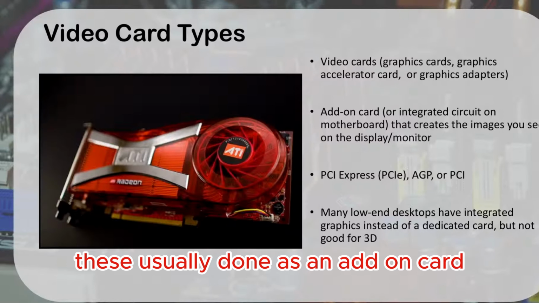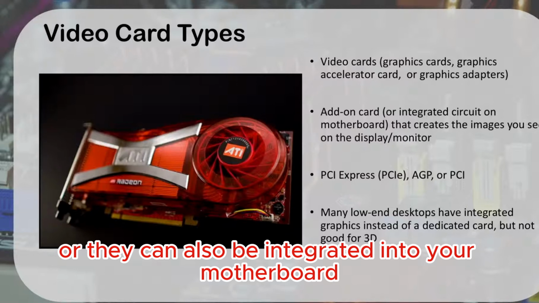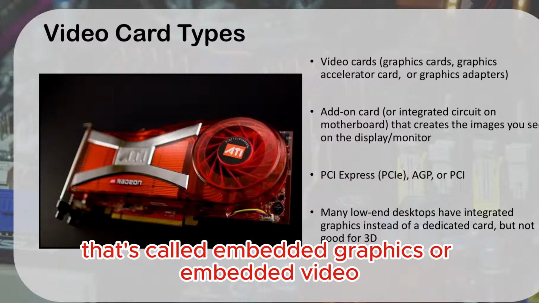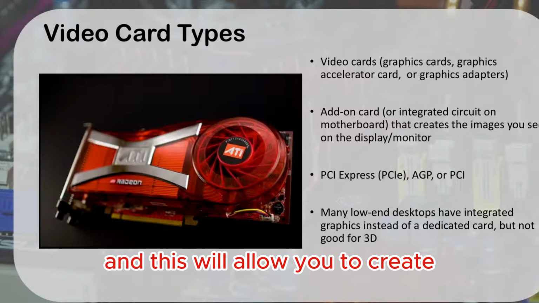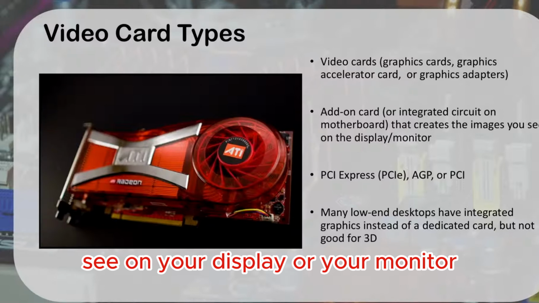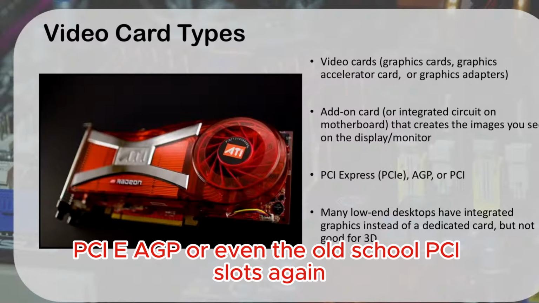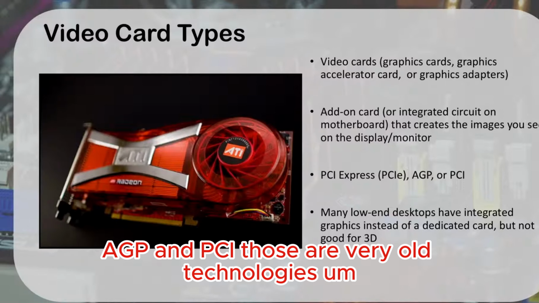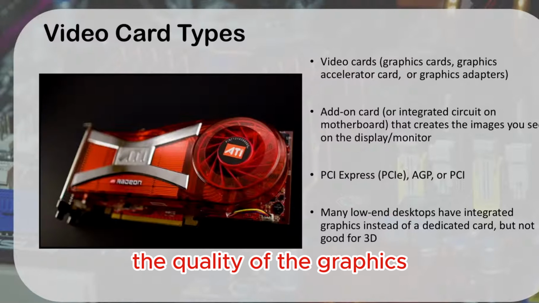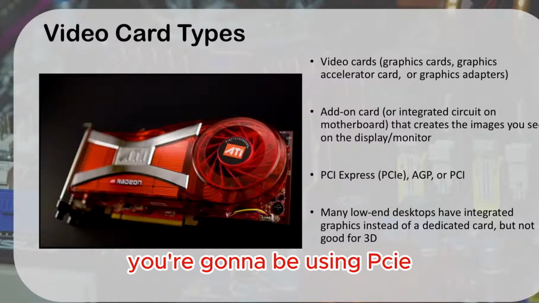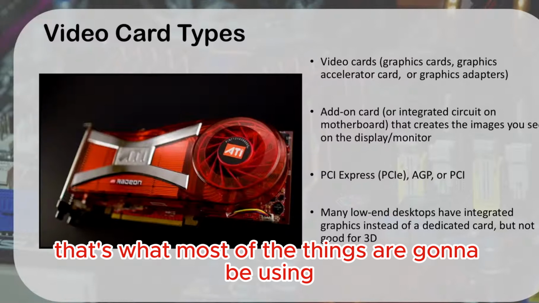These are usually done as an add-on card, or they can also be integrated into your motherboard as part of the integrated circuitry. That's called embedded graphics or embedded video. And this will allow you to create the images that you're going to see on your display or your monitor. You can do this through either PCI Express, PCIe, AGP, or even the old school PCI slots. Again, AGP and PCI, those are very old technologies. The quality of the graphics compared to today's stuff is not going to run well over that. So if you're going to do something for a game machine, you're going to be using PCIe. That's what most of the things you're going to be using these days.